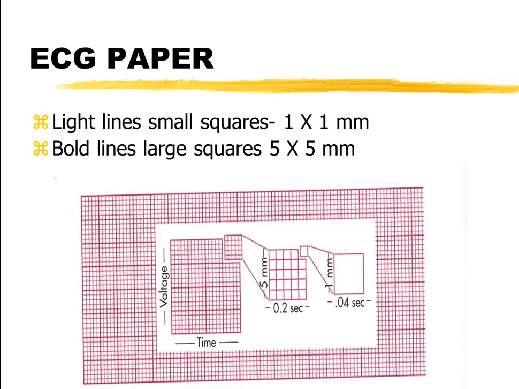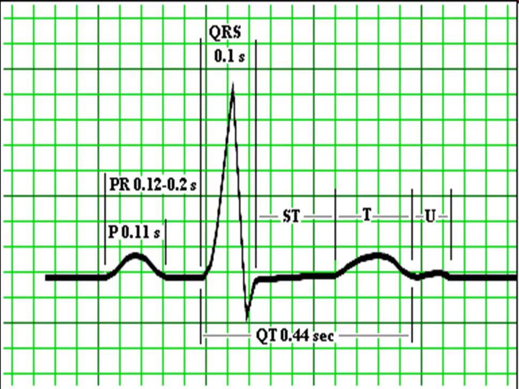Now you look at these boxes and you're going to see that the voltage goes up in millimeters and the bottom is in seconds. So if you see a big box, then that is 0.2 of a second. The little boxes are 0.04 of a second. So you can see that it's a pretty small amount of time measured. We can really get it down to a small portion of a second.